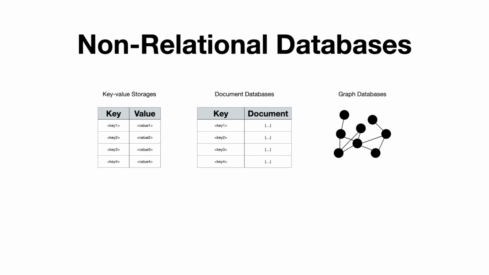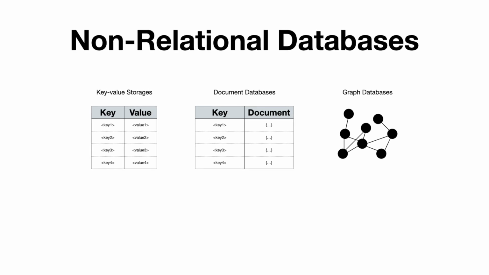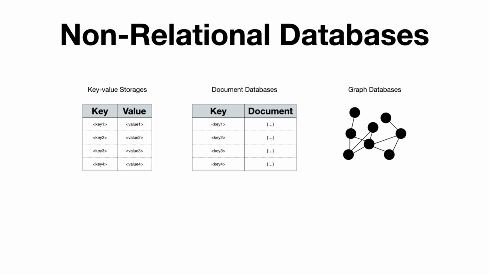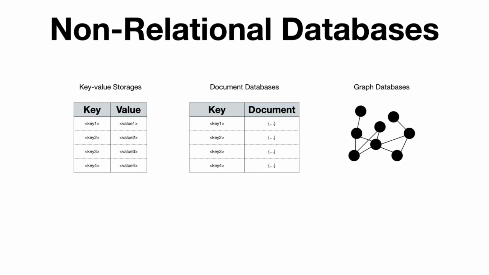Finally, with the rise of social media, for instance, we have the graph databases. And graph databases are a slightly different kind of beast. You have nodes or entities that are connected in more organic ways among each other.